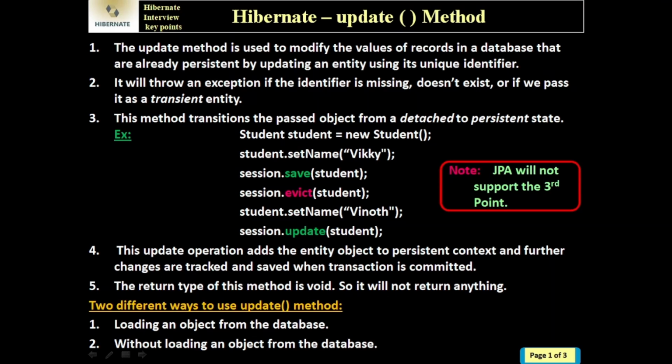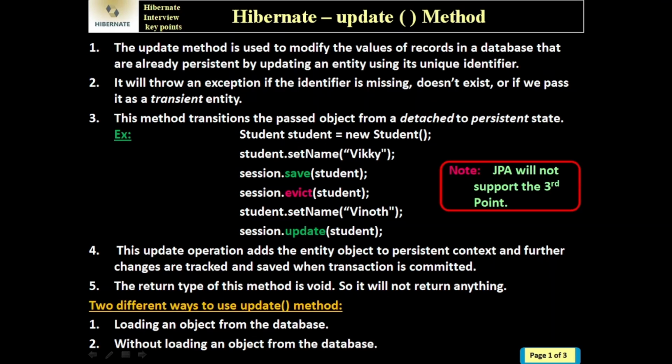Please refer to the example code snippet. Note, JPA will not support the third point. 4. This update operation adds the entity object to persistent context and further changes are tracked and saved when transaction is committed. 5. The return type of this method is void, so it will not return anything.